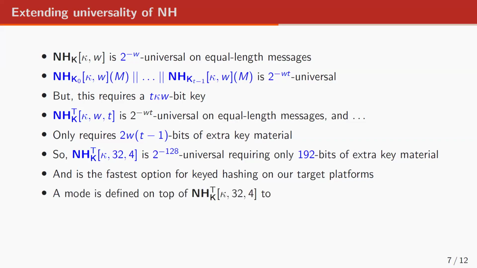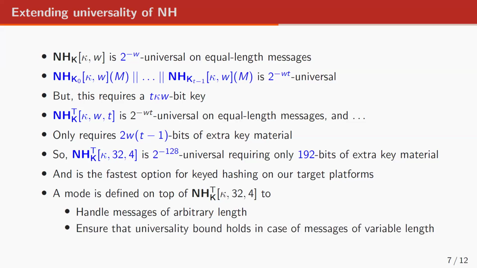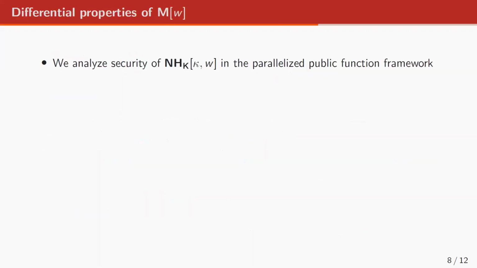Now, the authors also define a mode on top of NH. By mode, we mean a combination of padding, concatenation, and length annotation. They do this to handle messages of arbitrary length, because NH can only handle messages of very particular lengths, and to ensure that the universality bound also holds for messages of variable length. They make sure of this by ensuring that a collision between messages can only happen if the messages are of the same length. So messages of different length can never collide.